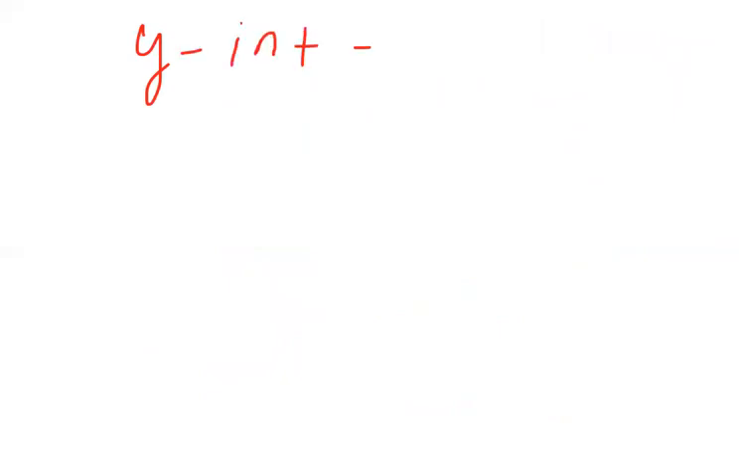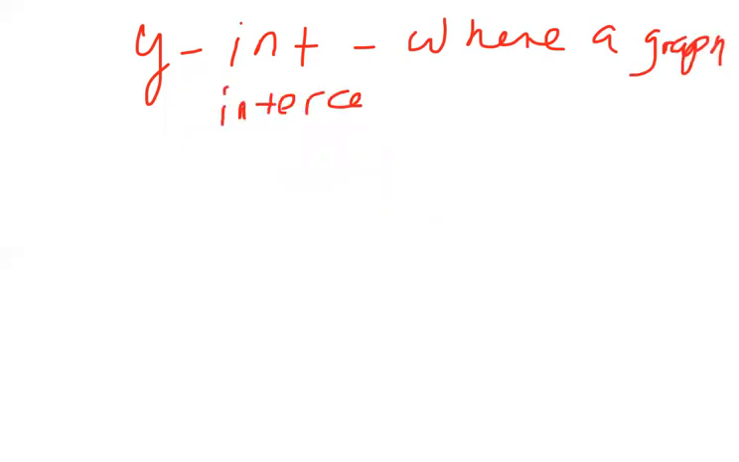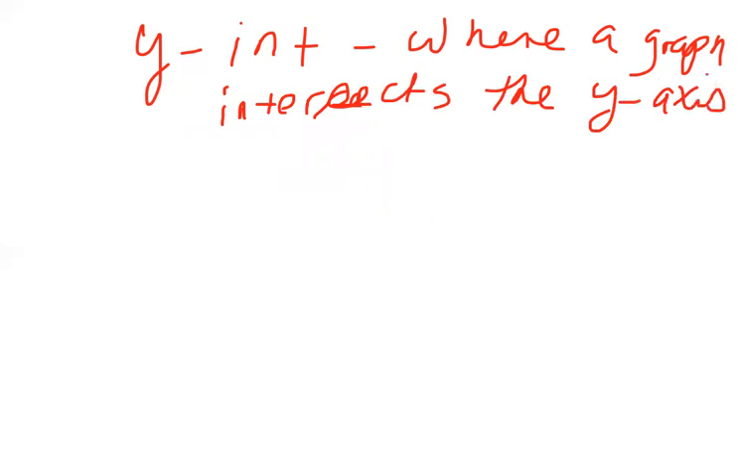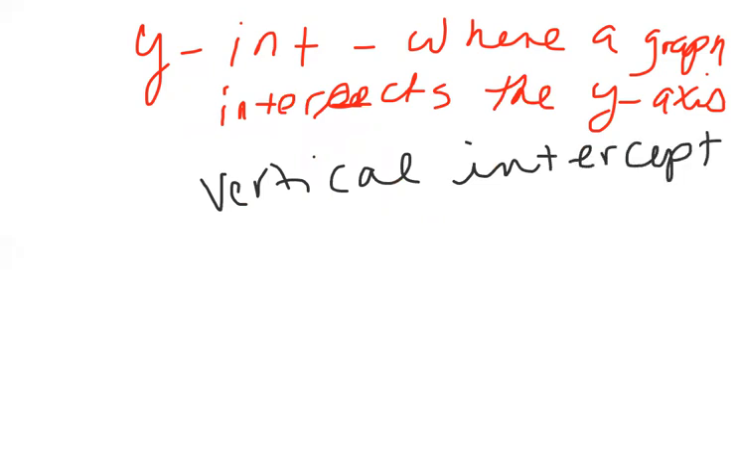For the y-intercept, guys, this is where a graph intersects the y-axis. And as I just mentioned, since they don't call it the y-intercept in this particular version of the program, they refer to it, guys, as the vertical intercept. So be careful with that. Vertical intercept, y-intercept, same thing, okay? So be careful.